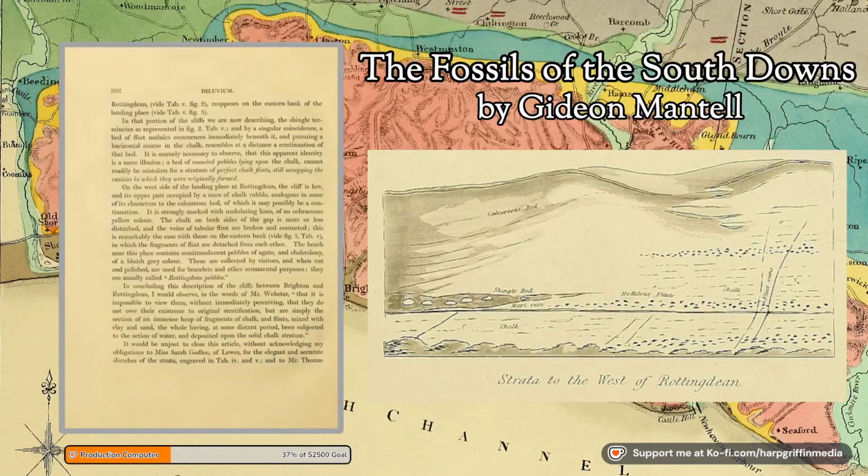In that portion of the cliffs we are now describing, the shingle terminates as represented in Figure 2, Tablet 5. And by a singular coincidence, a bed of flint nodules commences immediately beneath it, and pursuing a horizontal course in the chalk, resembles at a distance a continuation of that bed. It is scarcely necessary to observe that this apparent identity is a mere illusion. A bed of rounded pebbles lying upon the chalk cannot readily be mistaken for a stratum of perfect chalk flints, still occupying the cavities in which they were originally formed.